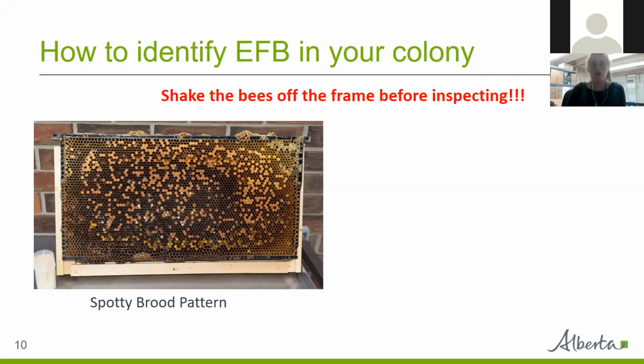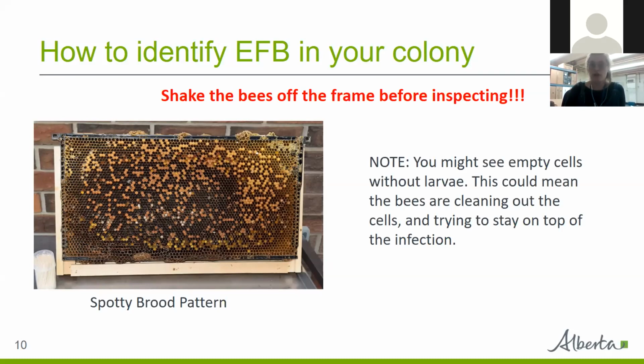The first thing you want to notice is just to check the brood pattern and see what it looks like. This is an example of a spotty brood pattern. This frame is infected with ESB. It's important to note that sometimes you might have a spotty brood pattern, but you might not see the infected larvae in there.